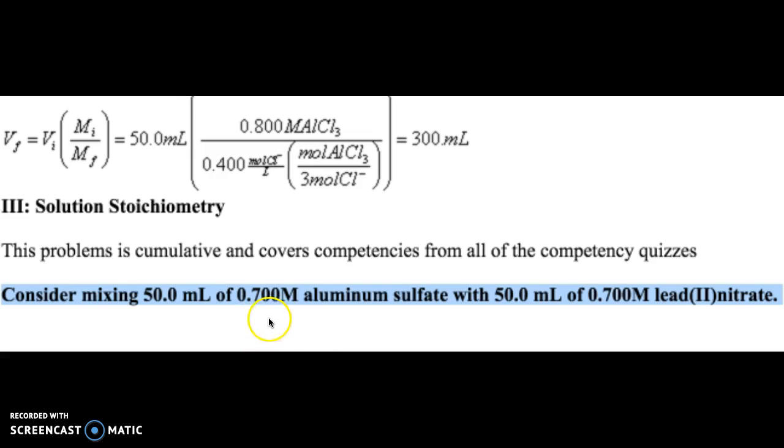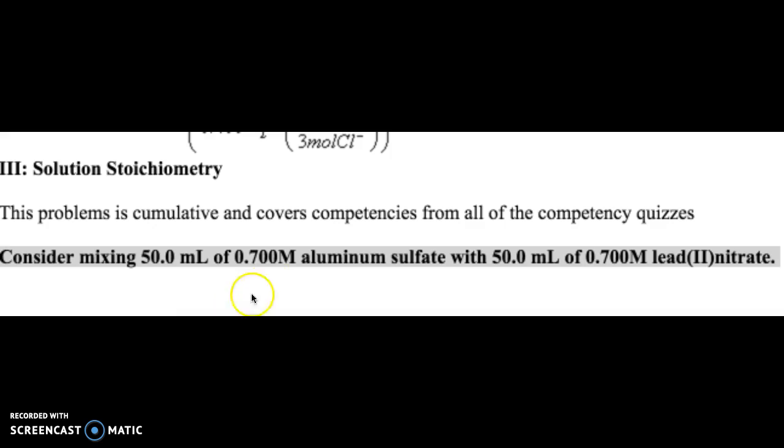It says here, consider mixing 50 milliliters of 0.7 molar aluminum sulfate with 50 milliliters of 0.7 molar lead(II) nitrate. There are a few questions we can ask given that problem, but the one I want to ask is, what is the mass of precipitate that's formed? Since we were asked for the mass of precipitate, we know that one of the products must form a precipitate, if not both of them.